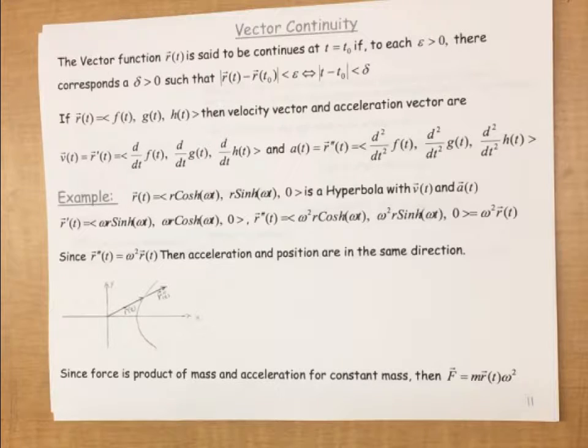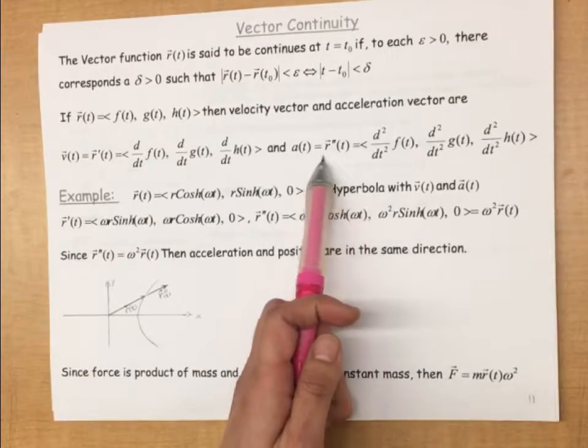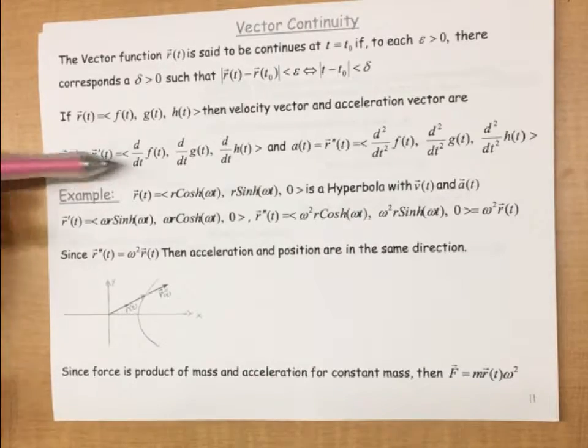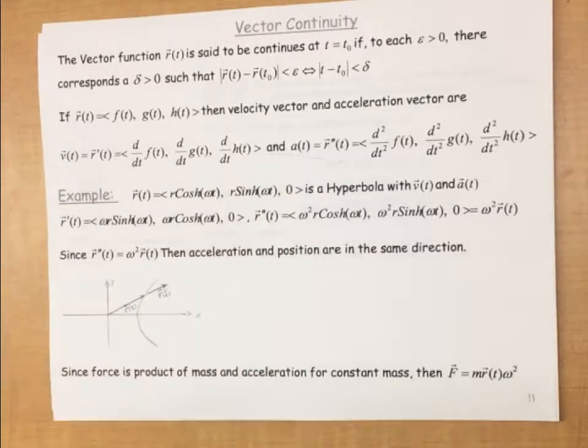So the vector function r of t is said to be continuous at t equals t naught if for every epsilon greater than 0, there corresponds a number delta such that the norm of r of t minus r of t naught is less than epsilon whenever the absolute value of t minus t naught is less than delta. And so if r of t equals f of t, g of t, and h of t, then the velocity and acceleration vectors are just r prime of t and r double prime of t. And so we see that it comes out to this over here.